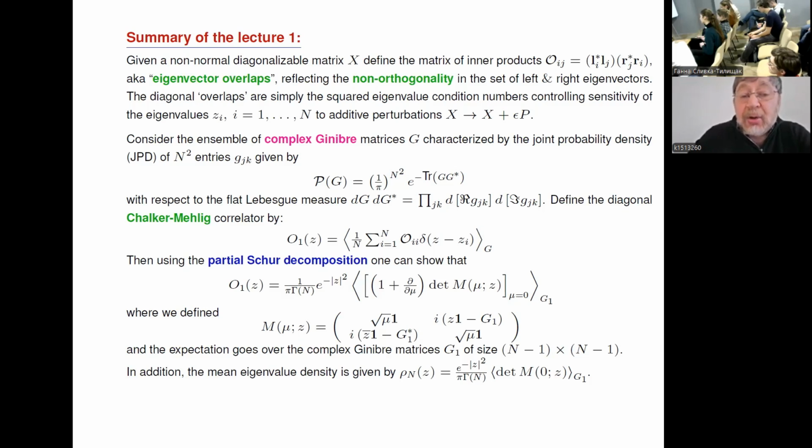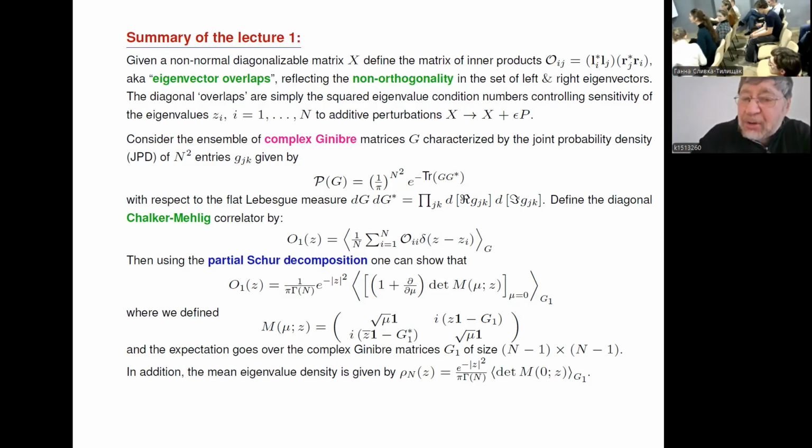In particular, we get this diagonal correlator, but as a byproduct of those exercises, I also showed that the simplest non-trivial spectral property, namely the mean eigenvalue density, is also related to the same object. It's just the expectation of the determinant itself at parameter mu equals 0. So if we evaluate this expectation at non-zero mu, we simultaneously get access to both these quantities. Important to remember that as a result of this partial Schur decomposition, averaging goes not over the original set of n by n Ginibre matrices, but over Ginibre matrices of reduced size n minus 1 by n minus 1.